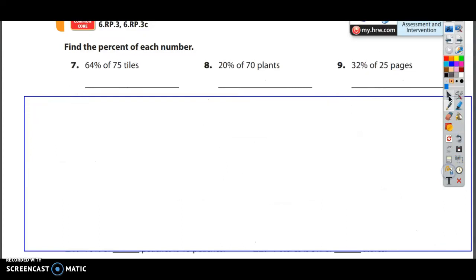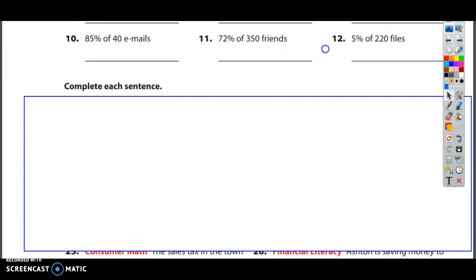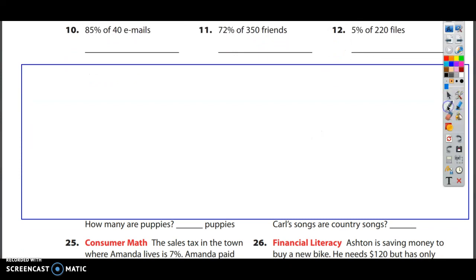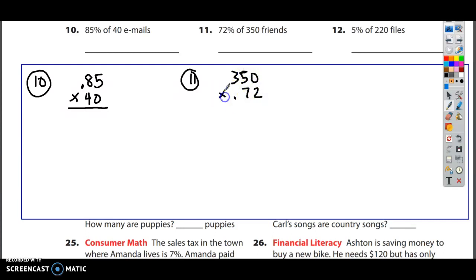All right, let's move on to the next set of 3. And all of these 3 problems, 10 through 12, I'm probably going to solve using multiplication. The 10% method doesn't work super well on these. It will on 12, kind of. I'll probably use it on 12. Number 10, simply put, I'm going to do multiplication. I'm going to do 0.85 times 40. Number 11, I'm going to do 350 times 0.72. And this 0 right here I can basically ignore because 0 times all these numbers is zeros.